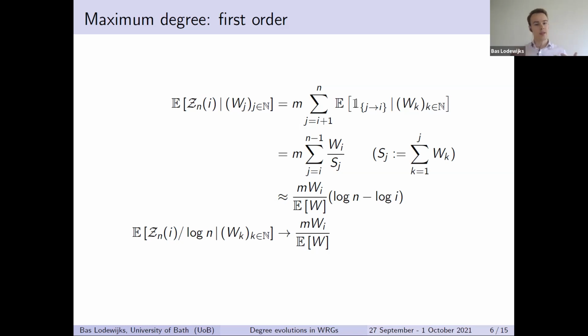Now, as we would expect a vertex with a large degree to have a weight that is equal to 1 or very close to 1, you could think that maybe the maximum degree divided by log n should be roughly m divided by the mean of the weights. So is this true? Well, it turns out that actually the maximum degree is able to grow quicker than this.